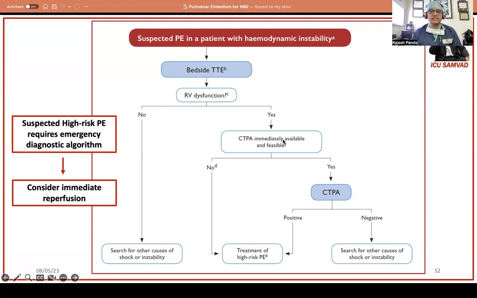But is it feasible? Is it immediately available? If it is available, yes, go for CTPA. If it is positive, then start treating. High-risk pulmonary embolism has been identified. If it is not available, then look at the algorithm.